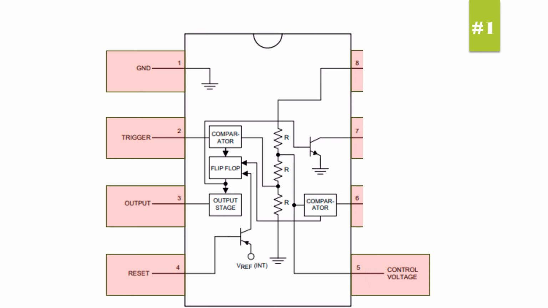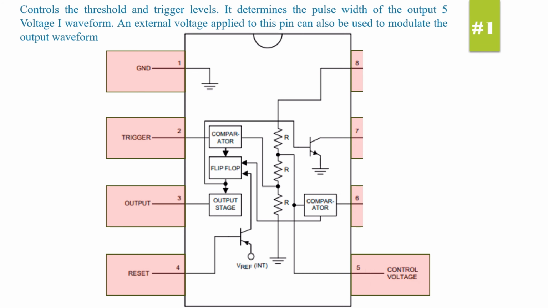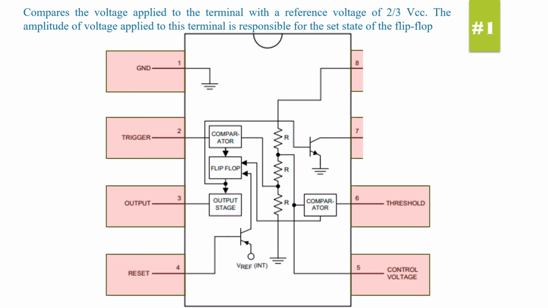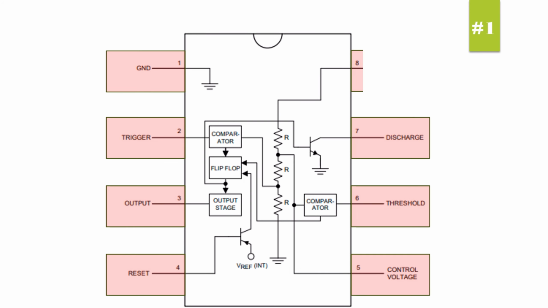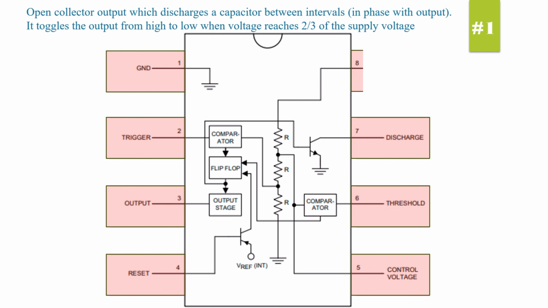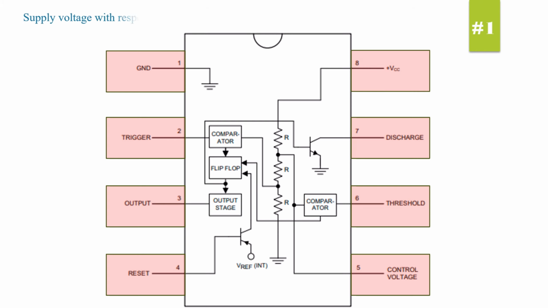5 is control pin, it allows you to adjust the threshold and trigger levels. An external voltage here can modulate the output. 6 is threshold pin, it compares the applied voltage to 2/3 VCC. When reached, it resets the output. 7 is discharge pin, it discharges the timing capacitor between intervals. 8 is VCC, it powers the IC.